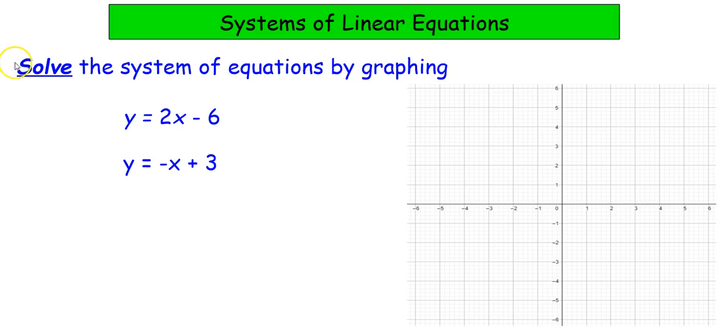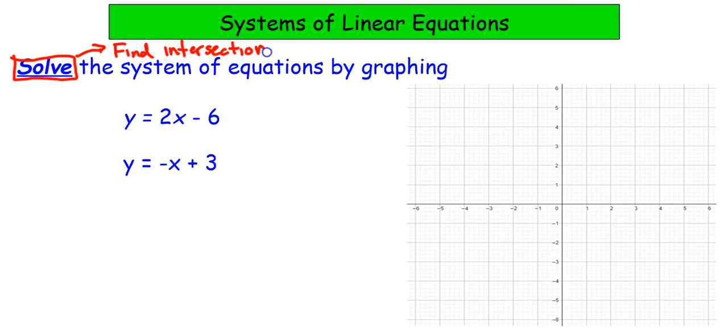So one last quick example just to show you how this works. We want to solve the system. And again, what that means is find the intersection. Find where these two lines are going to intersect. So your solution should look like x equals this and y equals something else.